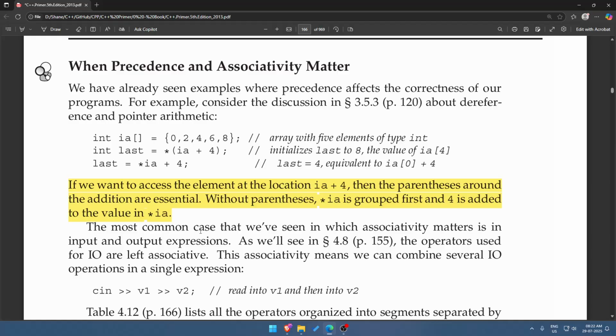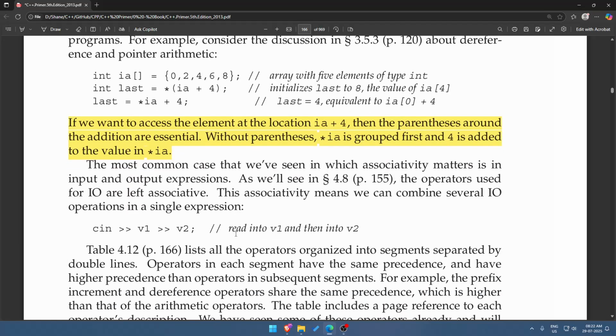Okay. The most common case that we have seen in which associativity matters is in input and output expressions. As we'll see, the operators used for I/O are left associative. Okay, so they are evaluated from left to right. This associativity means we can combine several I/O operations in a single expression. So it reads, then gives the left hand operand cin, there's cin, right, reads.